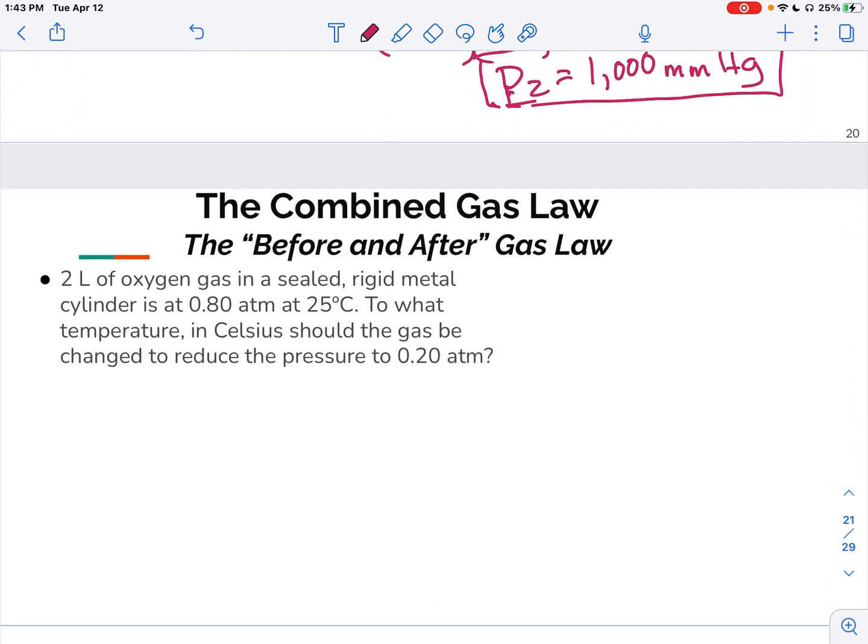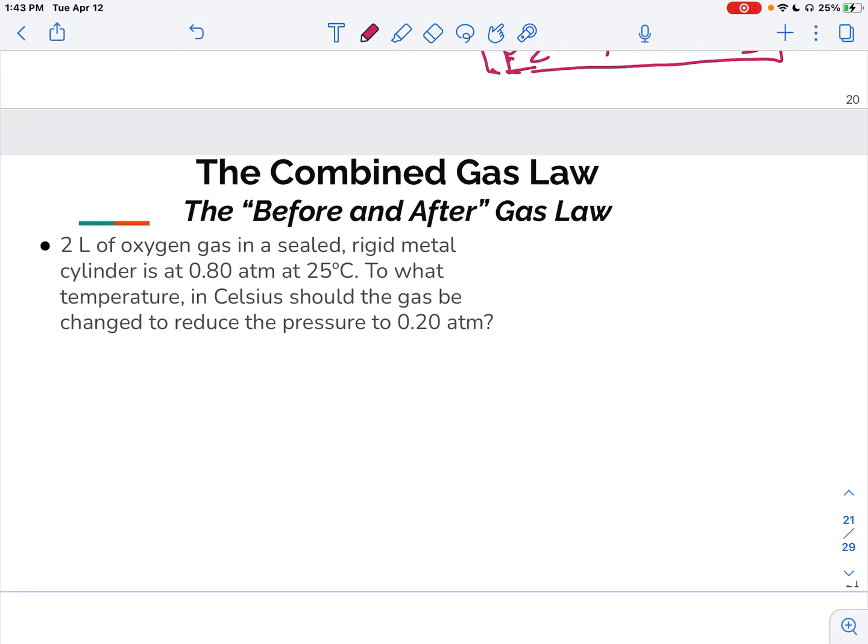So let's take a look at another example. Here we have 2 liters as our volume, 0.8 as our pressure, and this is in degrees Celsius, so we're immediately going to turn it into 298 Kelvin for our temperature one. To what temperature, so that's going to be T2 in Celsius, and I'll tell you what to do about that in just a second, should the gas be changed to reduce the pressure to 0.2?